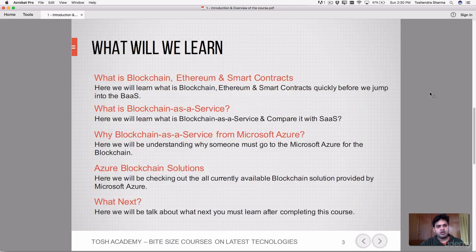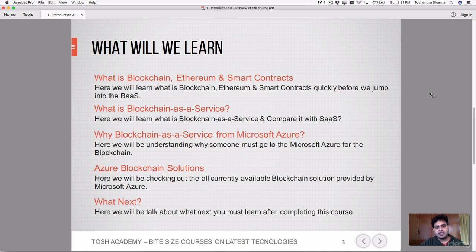Okay, so here's what we are going to learn. First, we'll go through the background of what blockchain, Ethereum and smart contracts are, because that is the most important part before we go ahead. So we'll quickly brief you about blockchain, Ethereum and smart contracts. Then we'll talk about what exactly blockchain as a service means to a customer, to enterprises, to an organization, right?